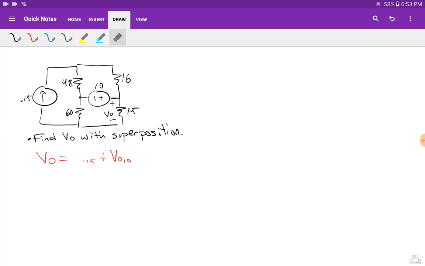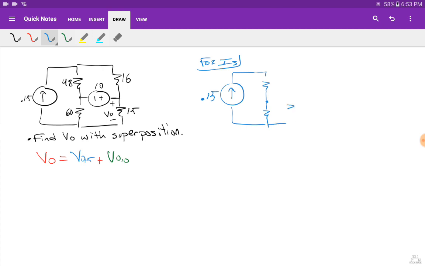So I'll say it like this. This would be VO from the 15, and this will be VO from the 10. There we go. So when it comes down to the 10, I'll say for IS, the current source, draw it up. You draw the element, the source that has not been destroyed. It's more effective to say the source that has not been turned off. And you draw the resistors. So draw that, and it was connected as such. This was connected like this, and this was connected at the top like that.